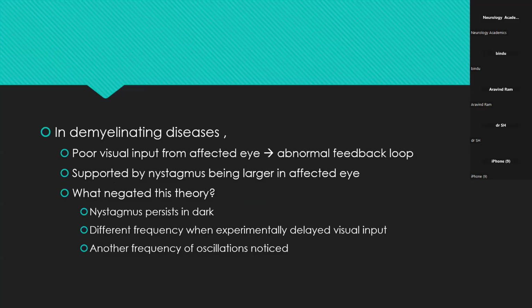This is based on the observation that the nystagmus is much more in amplitude in the affected eye of the demyelinating diseases. However, there are certain other observations that negated this theory, as in the nystagmus persisted even if you took out the visual afferent input, that is, nystagmus persisted even in the dark. And when experimentally this visual input was delayed, a different frequency was observed as opposed to the frequency of oscillations noticed in pathological acquired pendular nystagmus. So there must be another mechanism for acquired pendular nystagmus in demyelinating diseases.